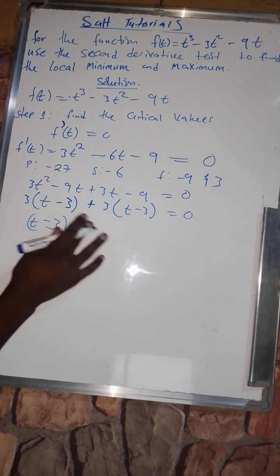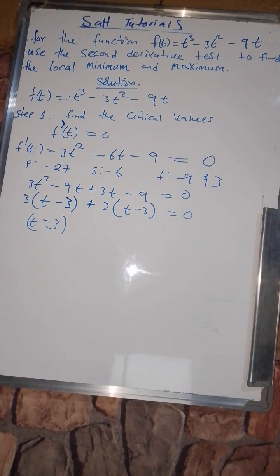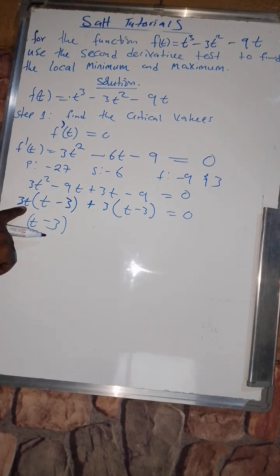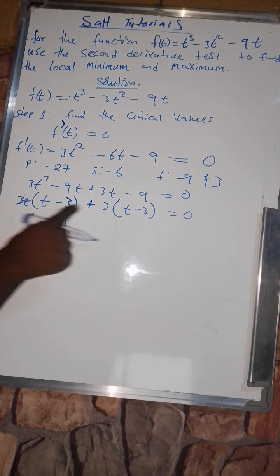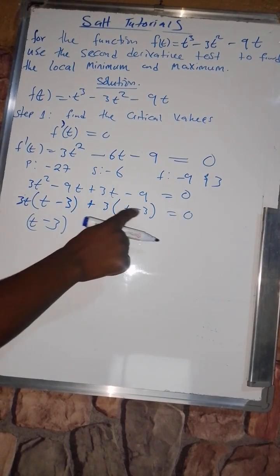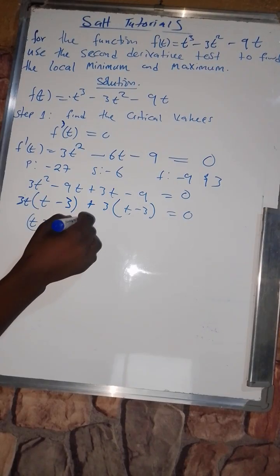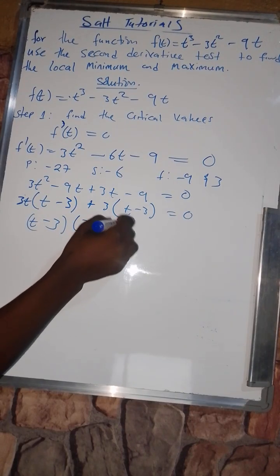What am I doing? 3t is common. We remain with a t. We remain with a minus 3. 3 is common. We remain with t minus 3. So it will be 3t plus 3 equals 0. I believe I'm correct now.